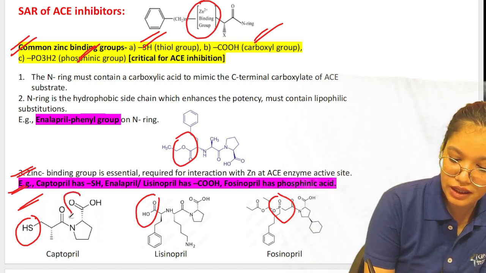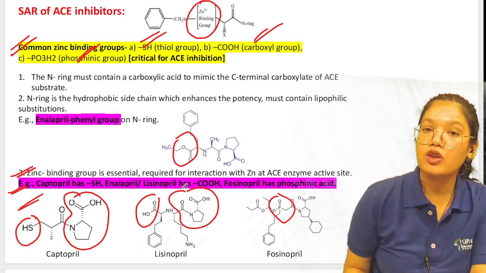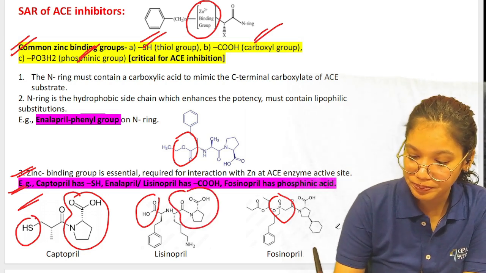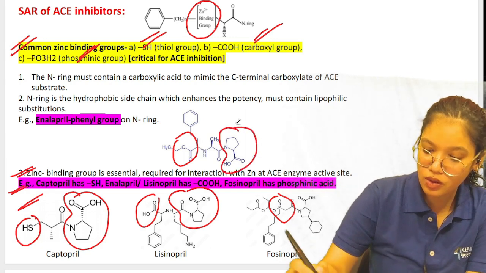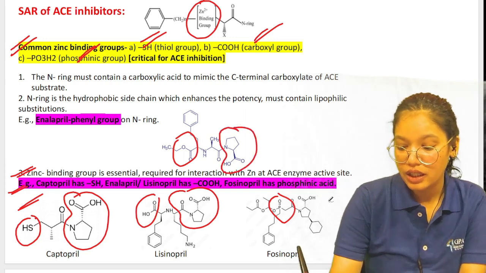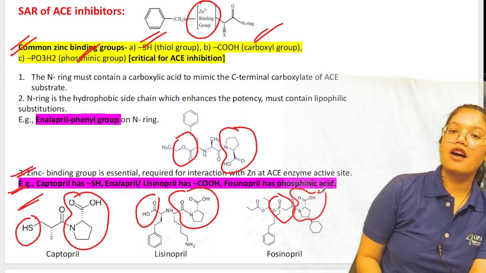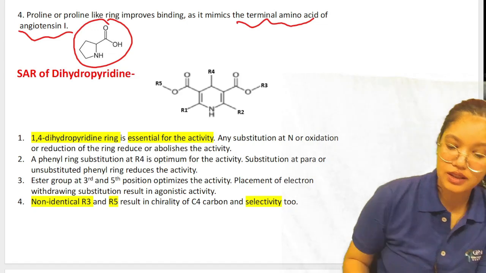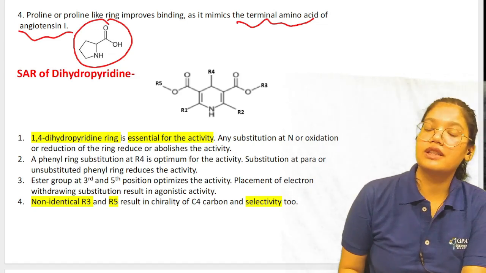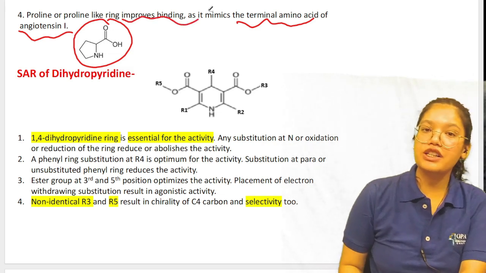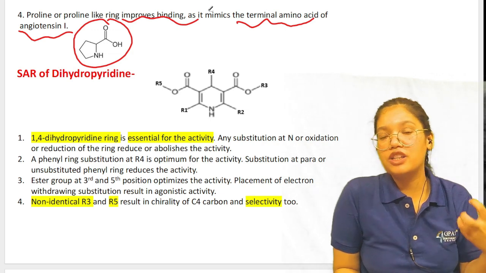So here we can see in the example, captopril has a proline. Then lisinopril too has a proline. Then in enalapril also we have a proline group attached. In the fosinopril group also we have the proline group as a side chain, as the terminal amino acid, or the proline-like chain. So this helps in increasing the binding, or improving the binding of the drug.